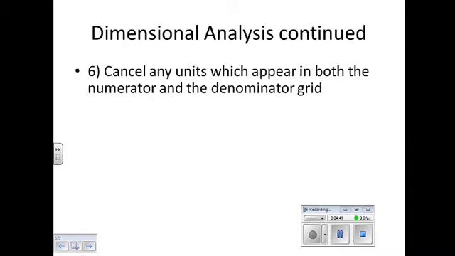Number 6, cancel any units which appear in both the numerator and the denominator. Remember, this is the top, this is the bottom. So if we go back to our grid again, we have grams here. We're given grams. Remember, what's in the top left goes in the bottom right. We're going to kilograms. Well, grams appear in the numerator and the denominator, so we mark those grams out. They cancel out. So we end up in kilograms.